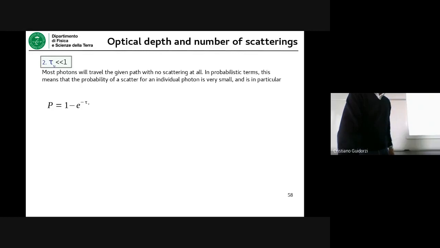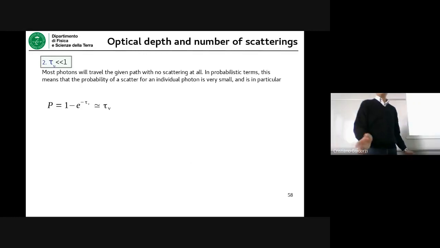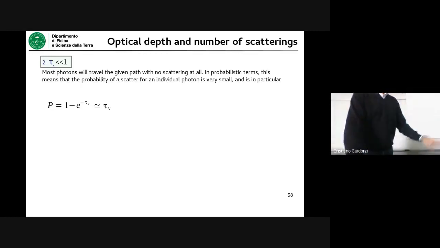Given that tau is much smaller than 1, you can Taylor expand. So this is approximately tau itself, which makes sense, and also agrees with what I was saying before. So in an optically transparent medium with optical depth tau, which by definition of transparency is much lower than 1, the probability for a single photon to get absorbed is very small. Most of them will make it out with no scattering.